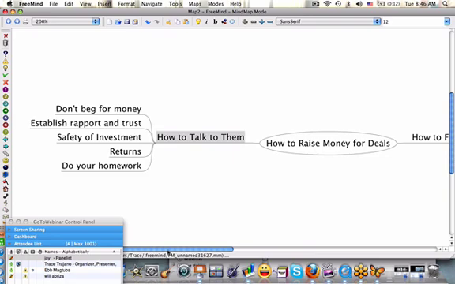So establishing that rapport and trust is very crucial, because without trust, as you know, people won't do business with you if they don't trust you, and they won't trust you if they don't know you. So you took the right first step, which is introducing yourself and your team, and the things that you value and the things you believe in.